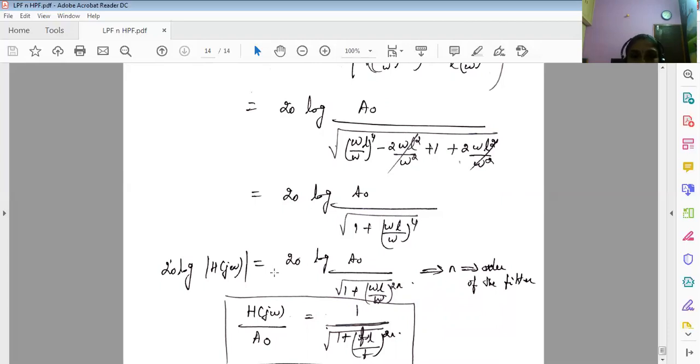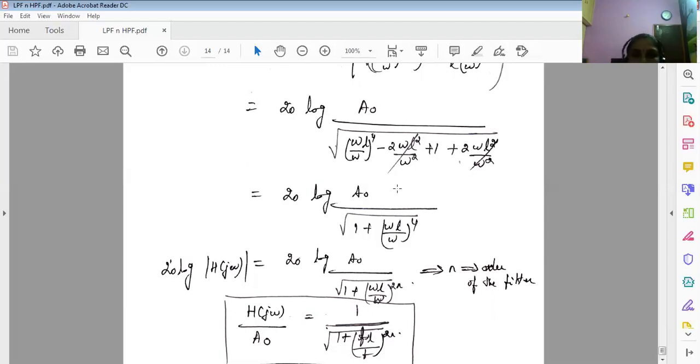So in general, for an nth order filter, we'll get H of j omega by A naught equal to 1 divided by root of 1 plus (omega L by omega) to the power 2n, where n refers to the order of the filter. Now, this is with angular frequency. The same thing when I apply for the linear frequency, I'll get 1 divided by root of 1 plus (fL by f) to the power 2n. So this is the transfer function for the exclusively Butterworth second order high pass filter.